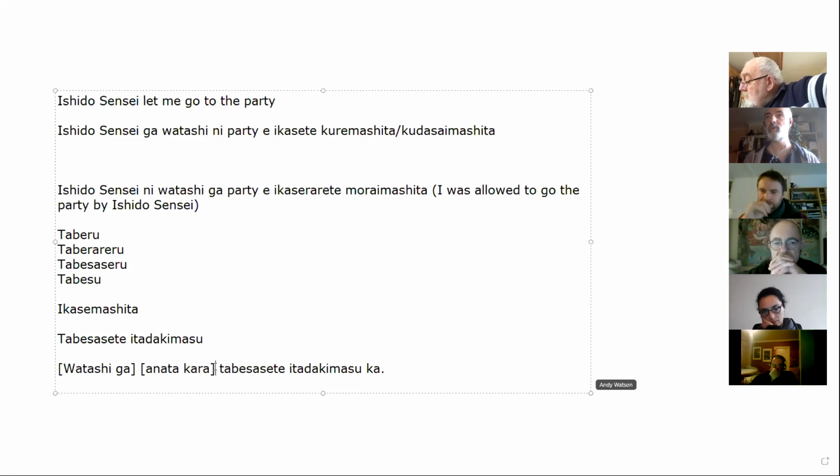And then just drop all the particles, drop all the subjects and all of the directions. Because if you're talking to somebody directly and they are the person you're going to interact with about this, if you said "tabe sasete itadakimasu ka," then you don't need to state what the subject or the recipient is. This means, could you let me eat? Because you've used itadakimasu ka, it's clear that this is about you asking for you.